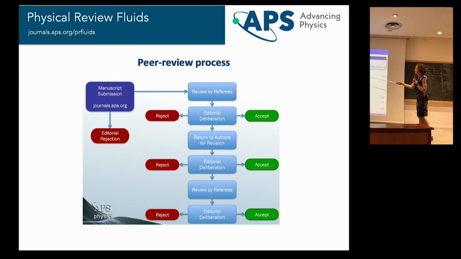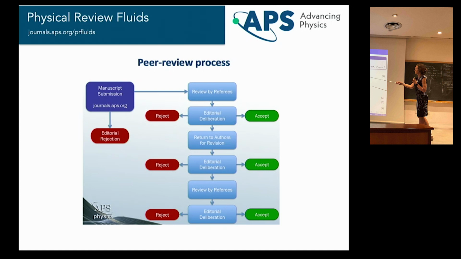How is the peer review process? I'll go very fast. It's only for the young students. After the manuscript submission, we might have an editorial rejection, we call that upfront rejection, if the editor considers that the paper is not appropriate for the journal, or sometimes it is really a torchon. It's not good for anything. So we say it's not appropriate for the journal.